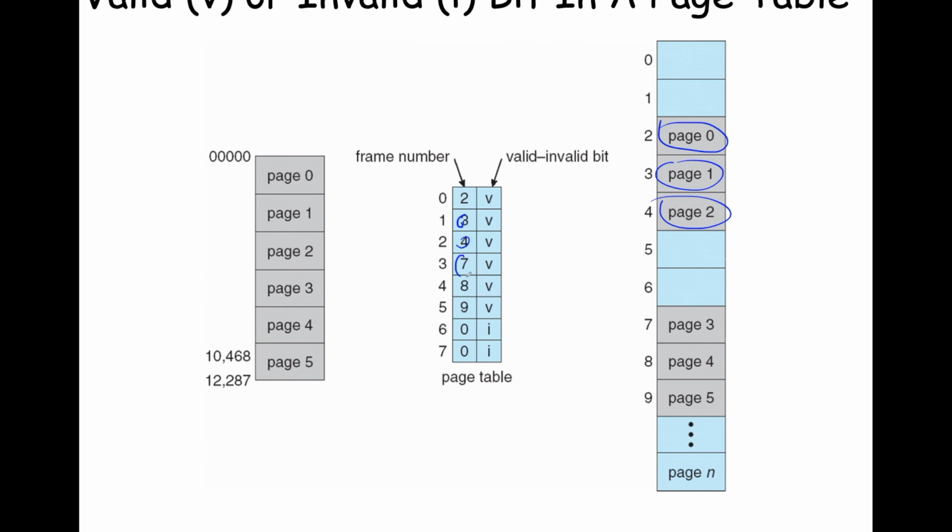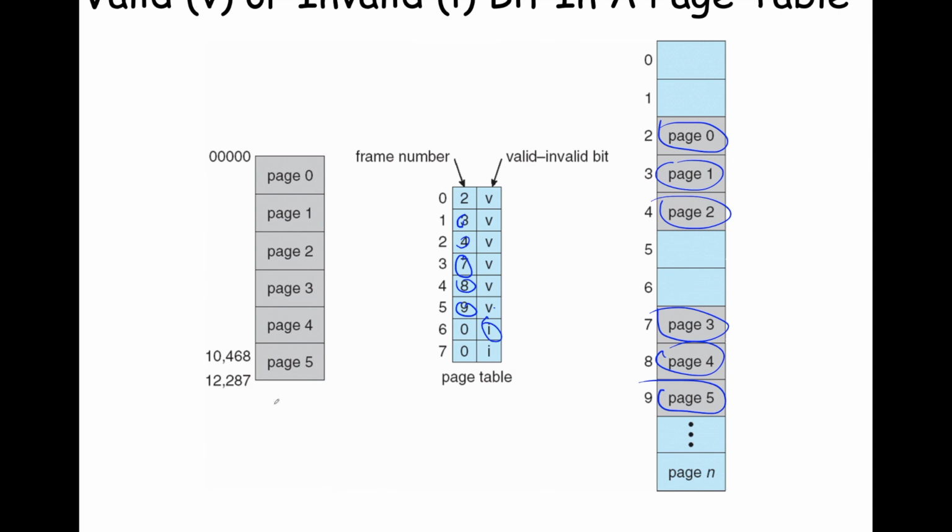Page 3 is in frame 7. Page 4 is in frame 8. And page 5 is in frame 9. Now, pages 6 and 7 are marked as invalid, whereas pages 0 through 5 are valid because they're in memory, loaded in a frame, and therefore in the logical address space of the process.